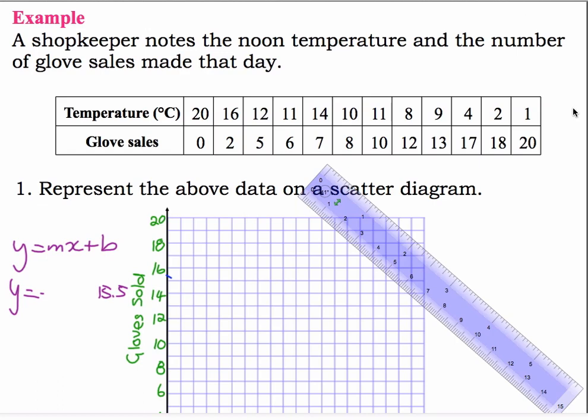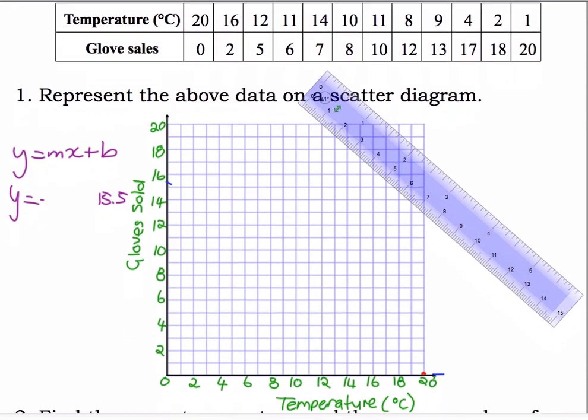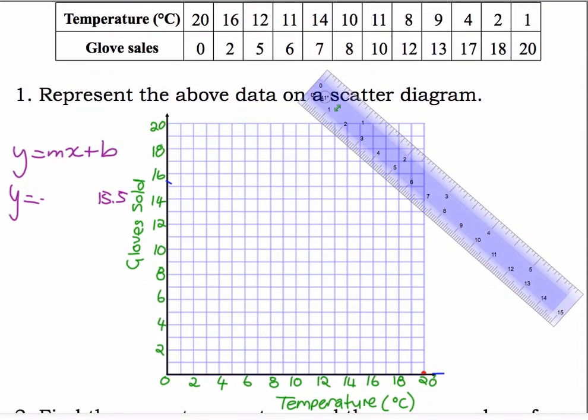Alright, so we're going to do this now with some data. A shopkeeper notes the noon temperature and the number of gloves sales made that day. So the temperature is 20 degrees, 0 gloves. As the temperature goes down, it seems that the number of gloves sold goes up. So I'm going to plot this data as x and y, starting with 0, 20, then 16 and so forth. So I've got the points plotted now.